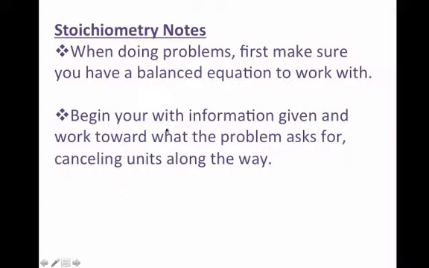Okay. So again, just a little bit more background on stoichiometry. It says when doing problems, first make sure you have a balanced equation to work with. It's always important to first look at the equation and make sure it's balanced. Sometimes you're going to have to write it. And then the second tip is begin with the information given and work toward what the problem asks for, canceling units along the way. That should sound familiar. That's what we did when we did mole conversions in the last unit.